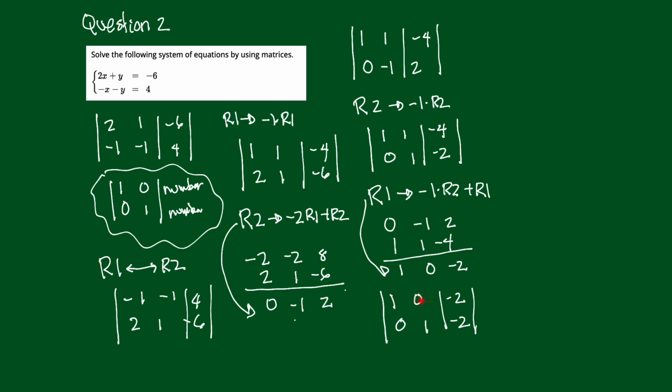1x, no y's, negative 2. So x is negative 2, no x's, 1y is negative 2, so y is negative 2. So here's what this tells us. It tells us that x is negative 2 and y is negative 2. And if I write it as an ordered pair, it would look like this. Negative 2, comma, negative 2.